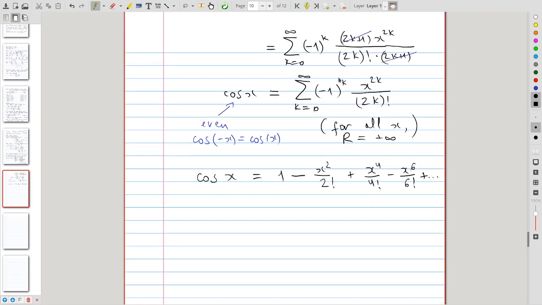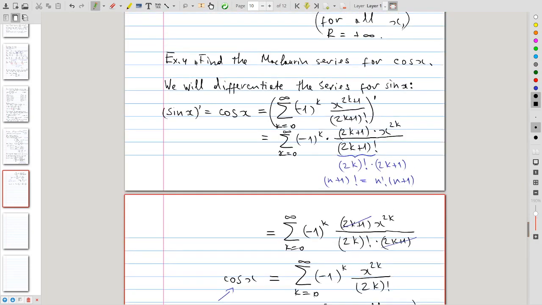And this gives us the representation of cosine x as a power series in a very straightforward way. So we did not have to go through the computation of derivatives, we did not have to show equality, because everything was immediately implied by the fact that we could differentiate the series for sine x term by term. And all of these properties, we got them for free.